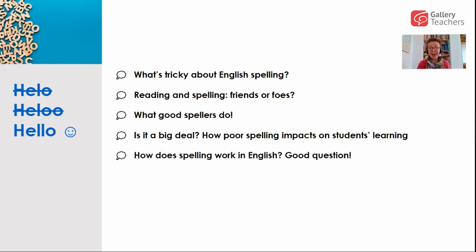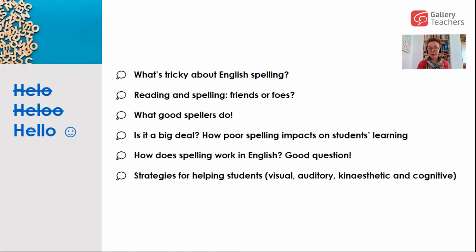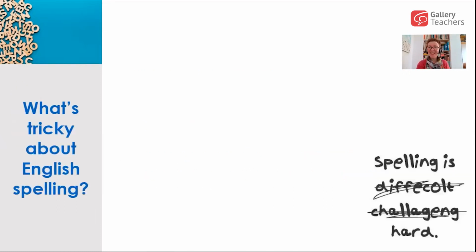Then we'll have a look at how English spelling works in English. And again, that's quite interesting. We'll discuss whether we think it's mostly regular or irregular and why. After that, we'll have a look at very practical classroom activities that we can use to help our students improve their spelling. And we'll have a look at a wide range of strategies ranging from visual to kinesthetic, etc. And after that, we'll have a quick chat about if we can use technology to help our students with their spelling.